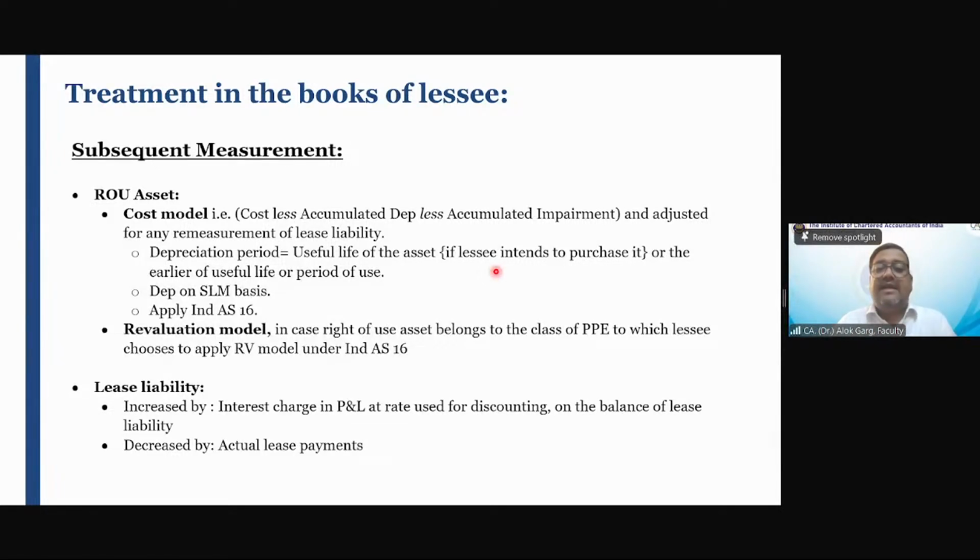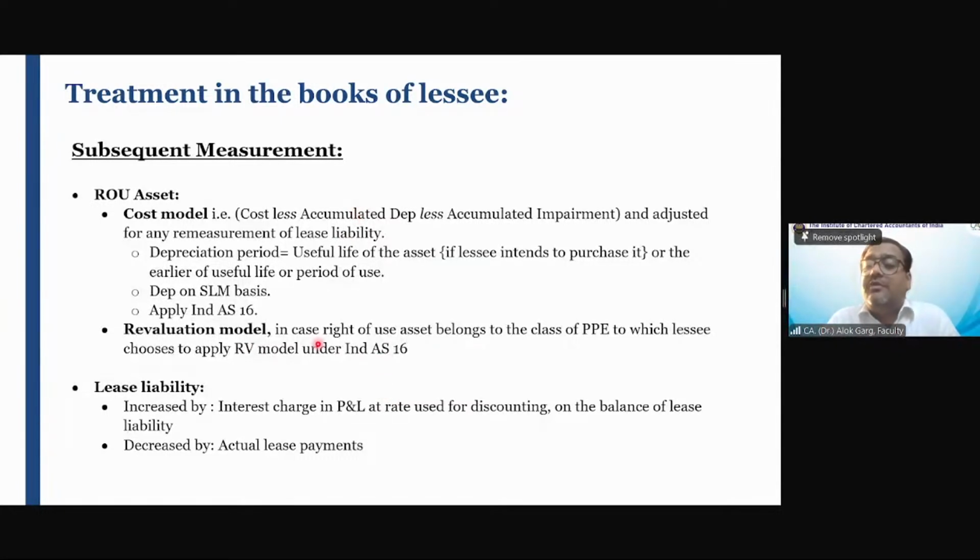So standard says that if the right of use asset belongs to the class of PPE to which lessee chooses to apply revaluation model under Ind AS 16, then you will have to apply revaluation model on that too. On what? On the right of use asset also you need to apply revaluation model. Okay.